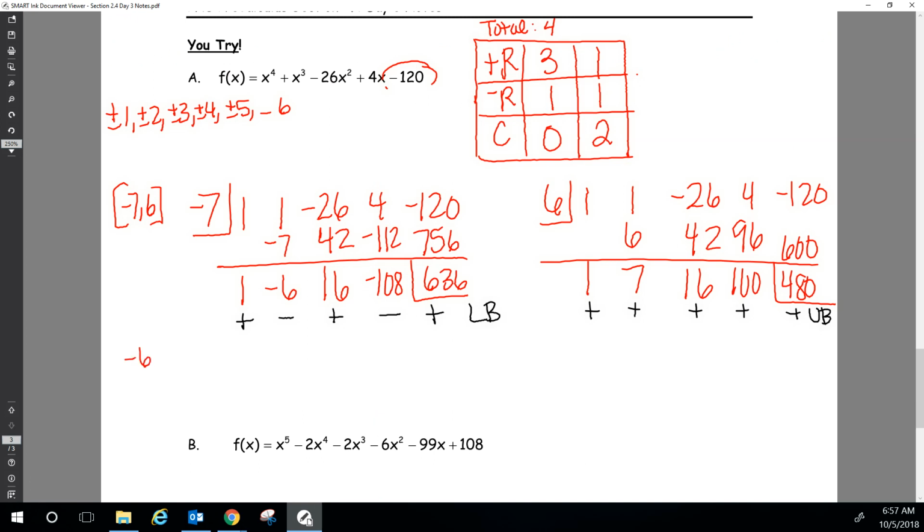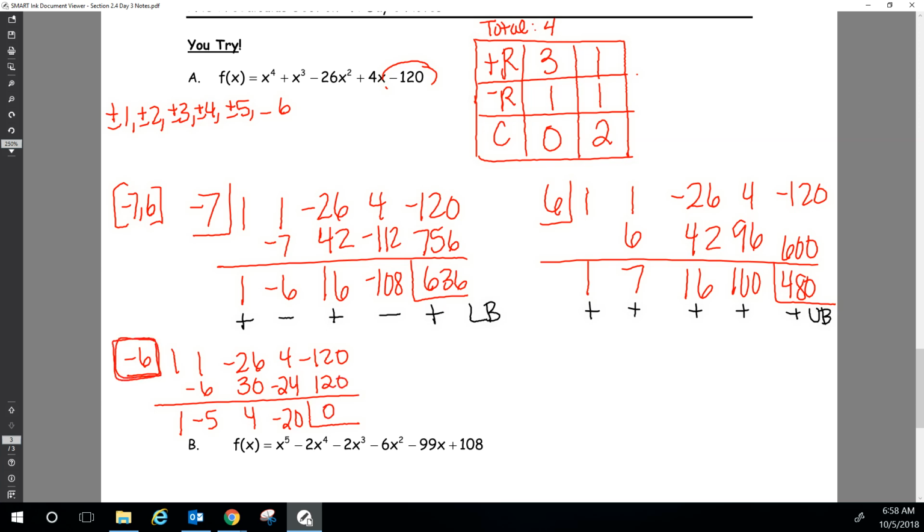Let's put in negative 6. I get 1, 1, negative 26, 4, negative 120. What makes it a 0? If when I get to the end, what should my remainder be? 0. All right, 1 times negative 6 is negative 6. 1 minus 6 would be negative 5 times negative 6. 30 minus 26 is 4 times negative 6 is negative 24. Plus 4 would be negative 20 times negative 6 would be positive 120. So yes, indeed, this is one factor. That's my one negative factor.